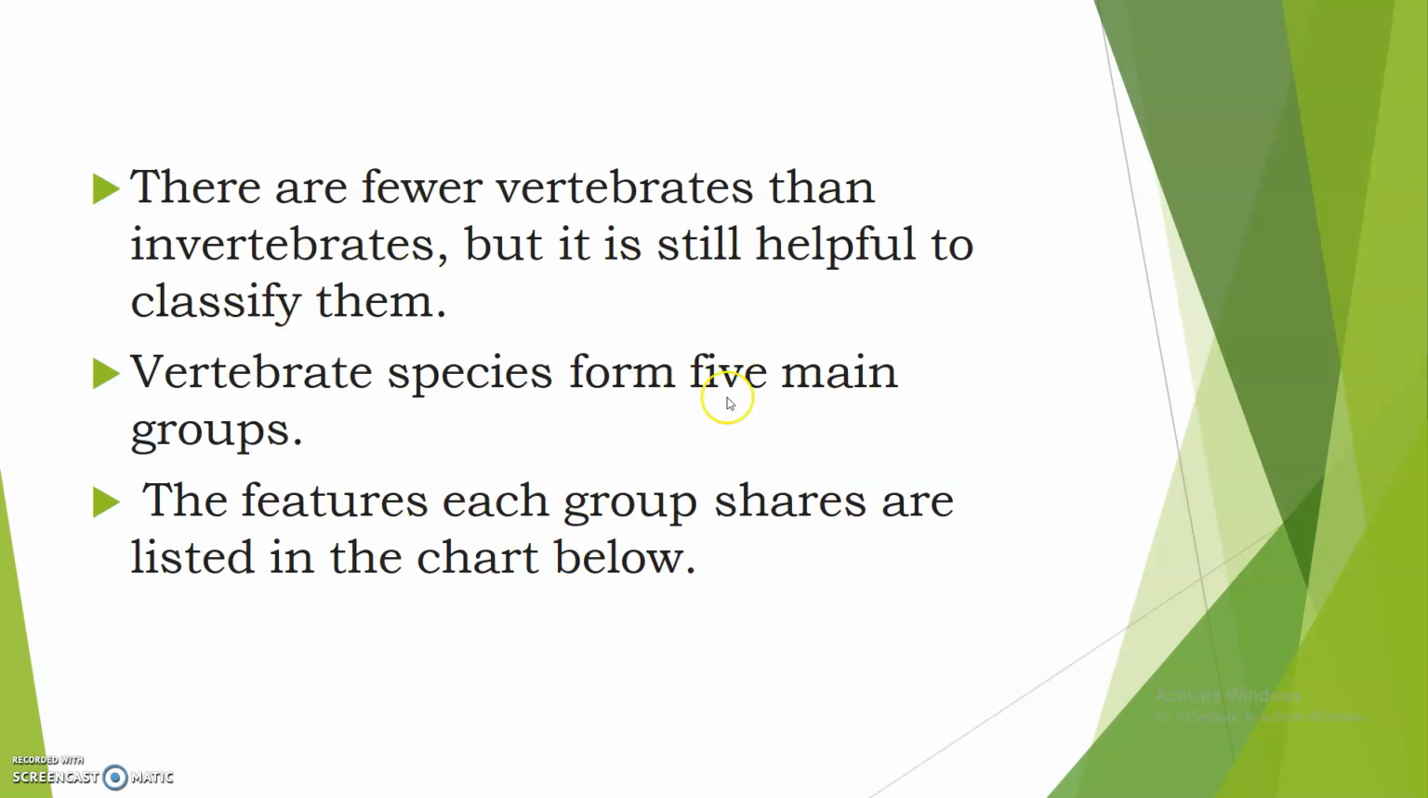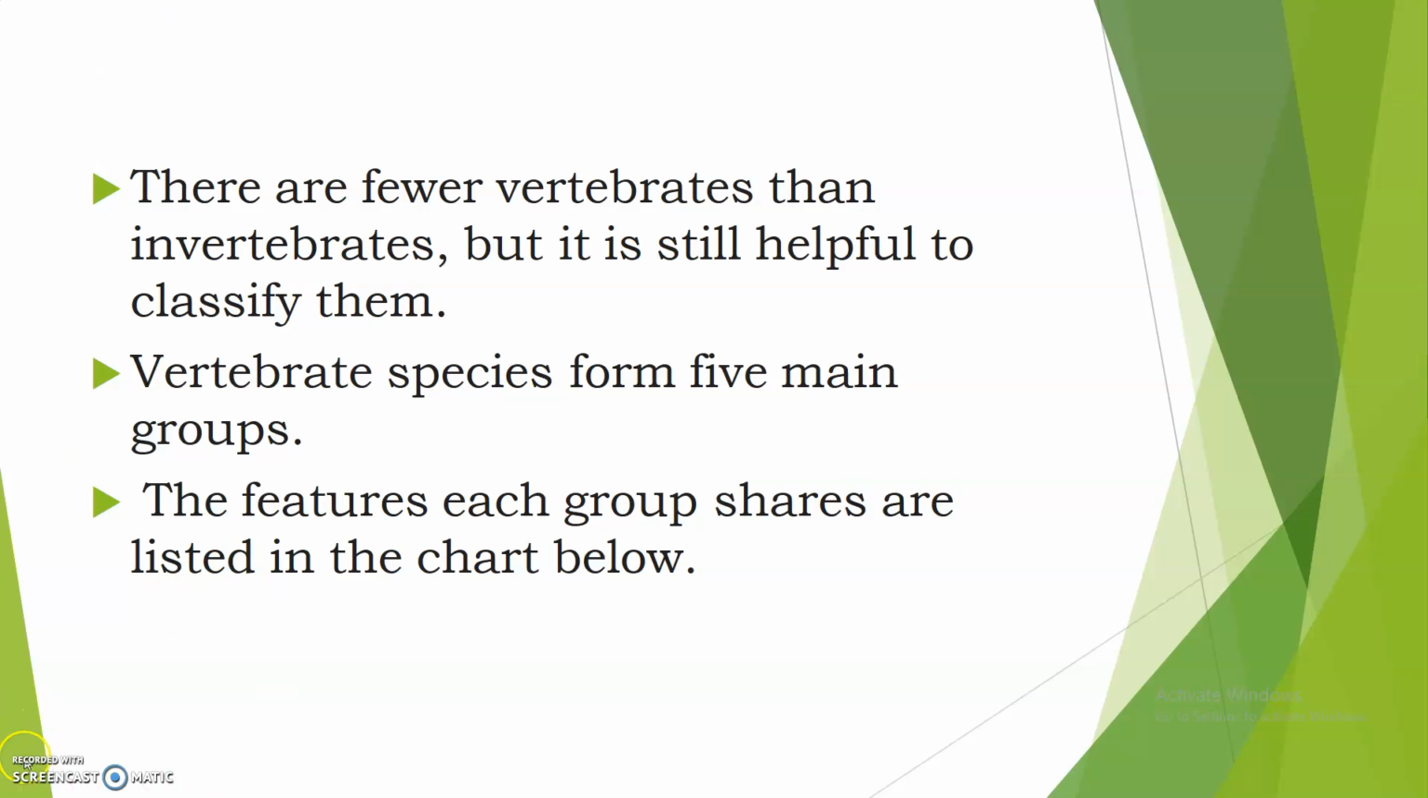Okay, the features each group shares are listed in the chart below. So I'll show you the chart. So what will be the 5 main groups? Can you tell me what are the 5 different vertebrates? I have told you fish is a vertebrate. Now another thing which is also seen in water is amphibians, right? They also go to land. Now third one is reptiles. Okay, now fourth one is birds and fifth one is mammals.